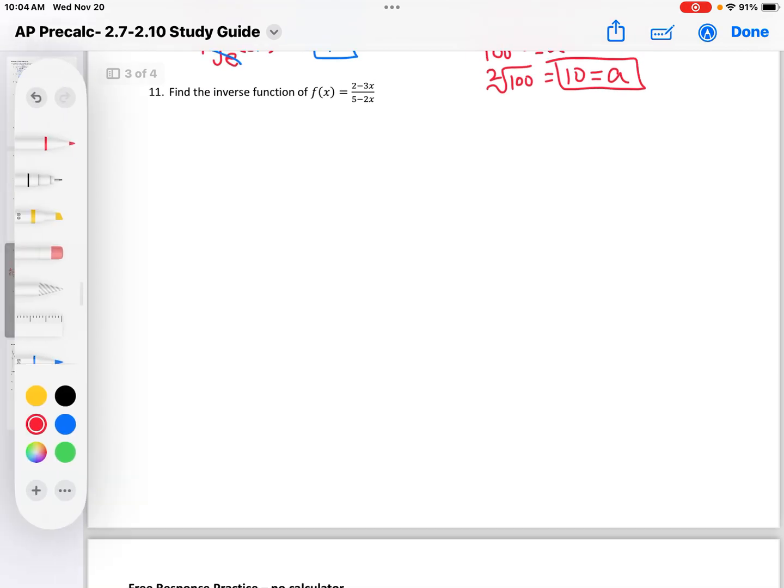All right, question 11, find the inverse. So remember, f of x just means y equals. So the first thing we have to do is switch the x and y around. So anywhere that there was an x, you put a y, and anywhere that was a y, you put an x. And I like to make this look like a fraction so that I can then cross multiply.